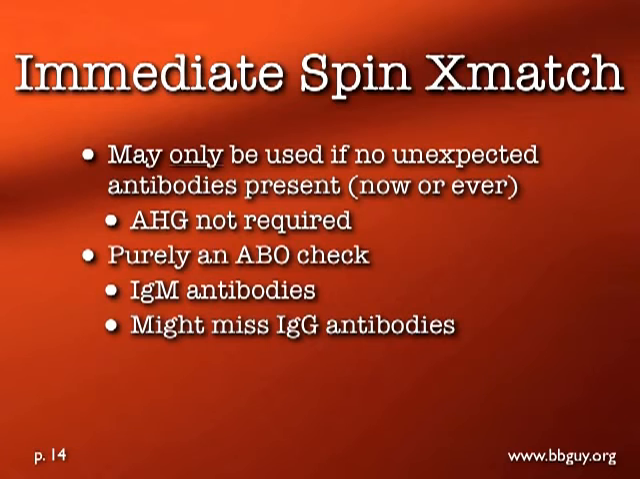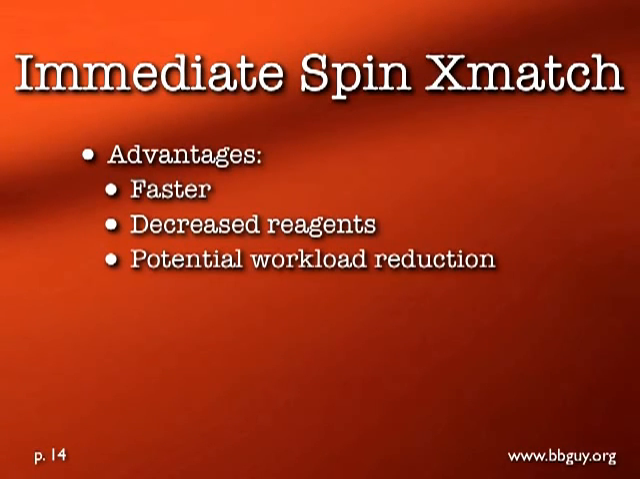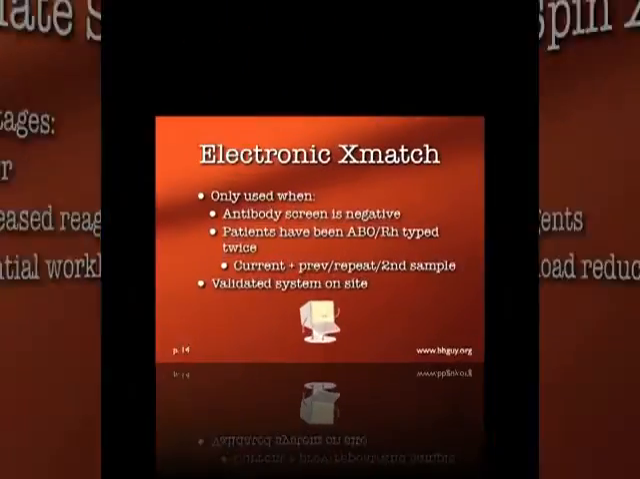So if the patient has no history of antibodies, they don't have any now, you don't actually have to carry your reactions all the way through to anti-human globulin. You can just do that beginning step, the immediate spin phase, and all that's doing is checking for ABO compatibility. It's possible that you could miss a low-frequency IgG antibody, an IgG antibody that doesn't react at immediate spin, that's against a low-frequency antigen, for example, but the risk of that is extremely low, and immediate spin crossmatch is generally a very safe thing to do. It's faster, obviously, than the full crossmatch, and decreases your use of reagent and potentially reduces your workload.